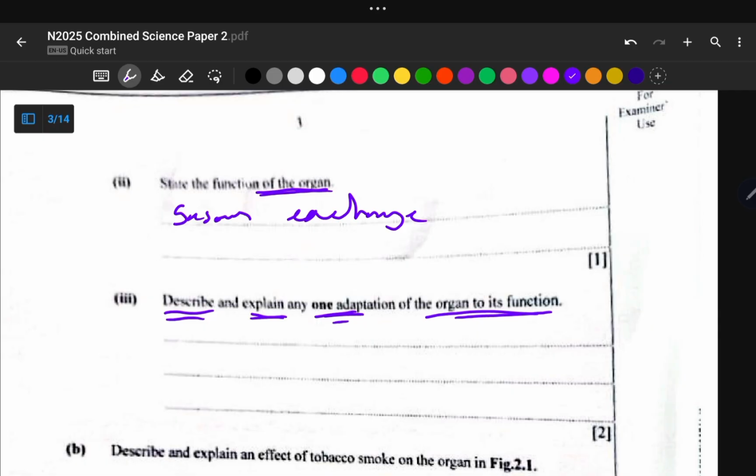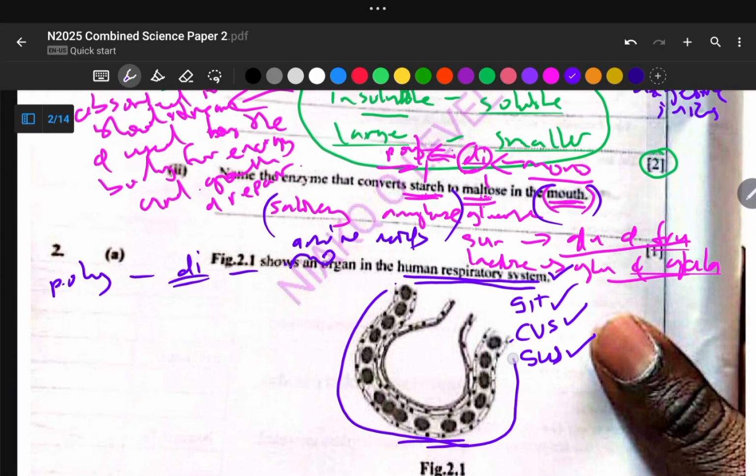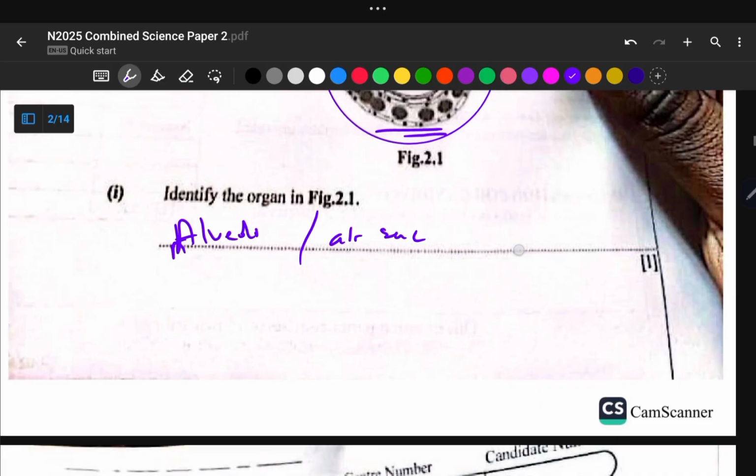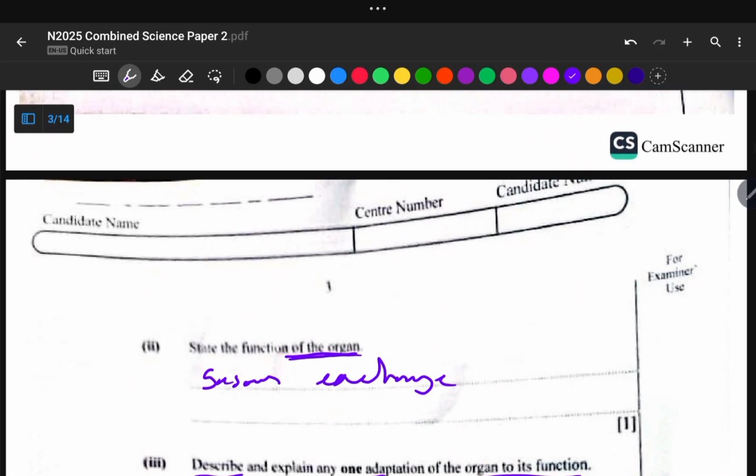As simple as that. So you need to know, as we have alluded to before, how the alveoli is adapted to its function. So here we are having this alveoli, right? You need to appreciate how this alveoli is adapted to its function, and all the other organs in the respiratory system, the CVS, the GIT, the genitourinary system. You should know how these are adapted to their function.